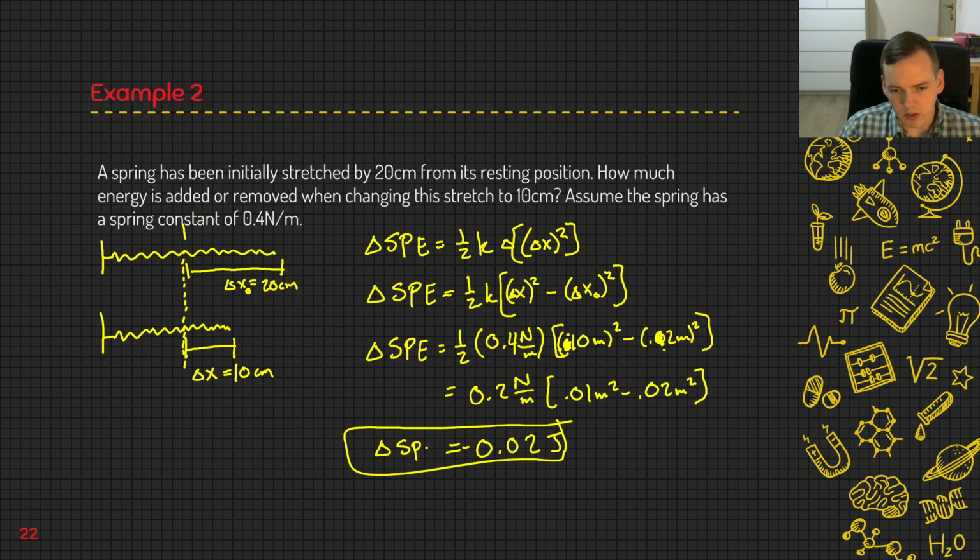So in other words, the spring loses energy as it goes to this shorter stretch. That makes sense because it's going to a relaxed state. It's releasing that energy from the spring. If you want to check the units, we have newtons, which is a kilogram meter per second squared. So the meter from the newton is going to cancel to meters here, which gives me kilograms per second squared. And then I get this meters squared, which changes me back to joules.